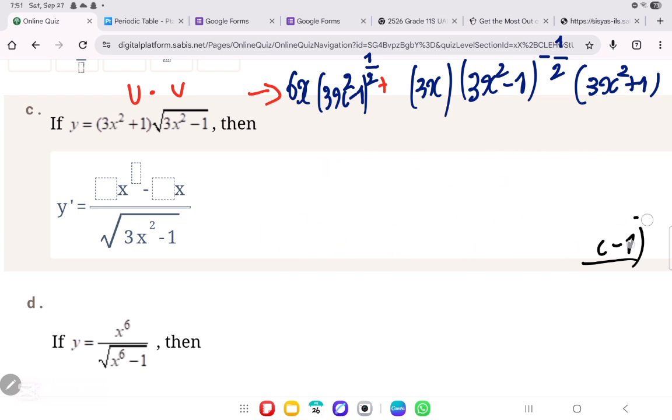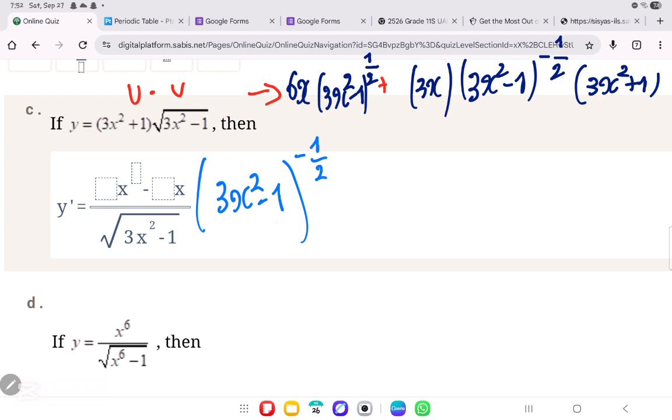So now, what do we need to do? The first thing I can see is we can take out the common exponent. We're going to take 3x squared minus 1. But to which power? Usually the power that we take out is the lower number. So what's the lower number, 1 over 2 or minus 1 over 2? Definitely minus 1 over 2 is the smaller number. So this is what we're going to take out.